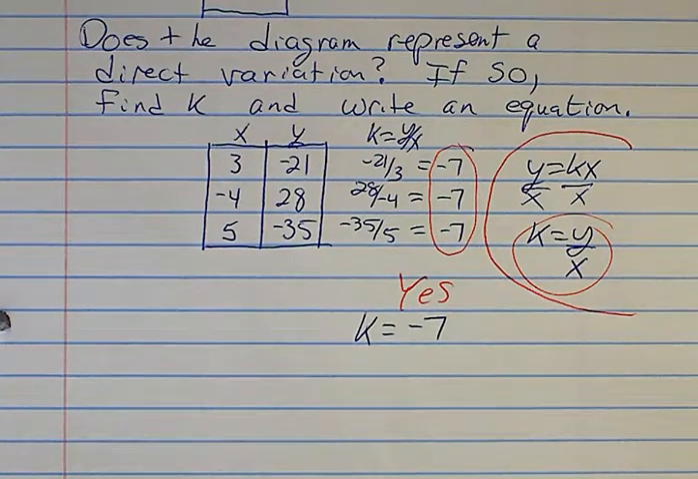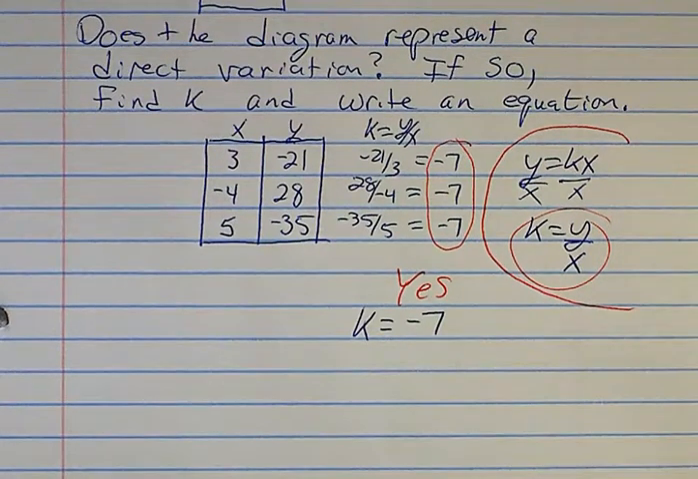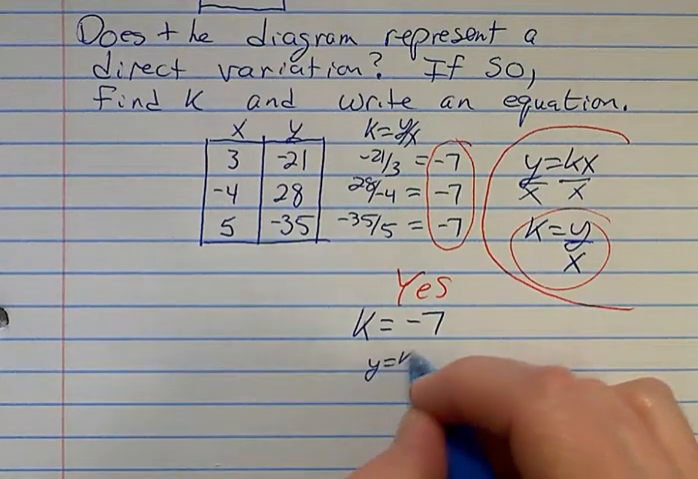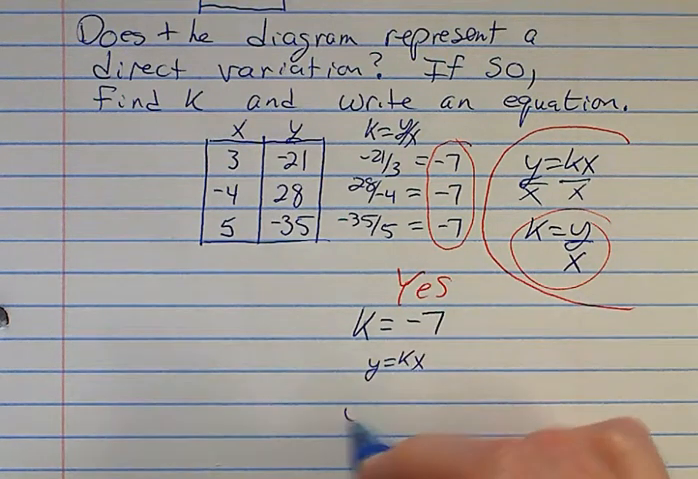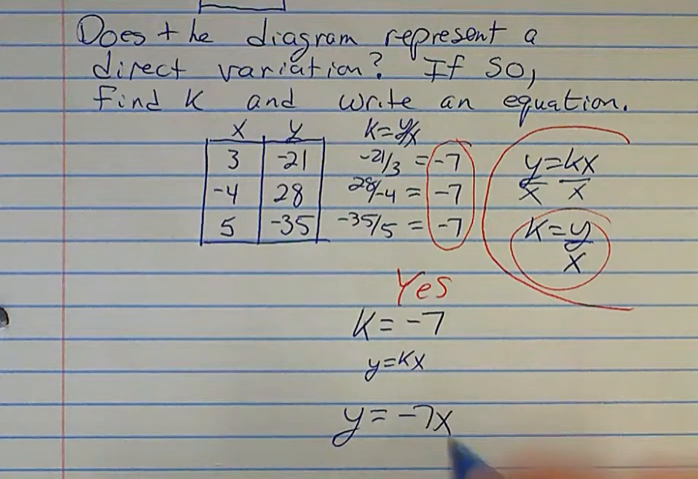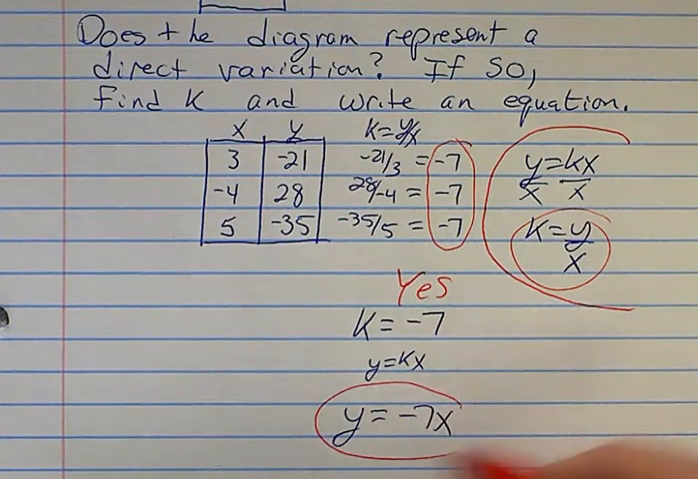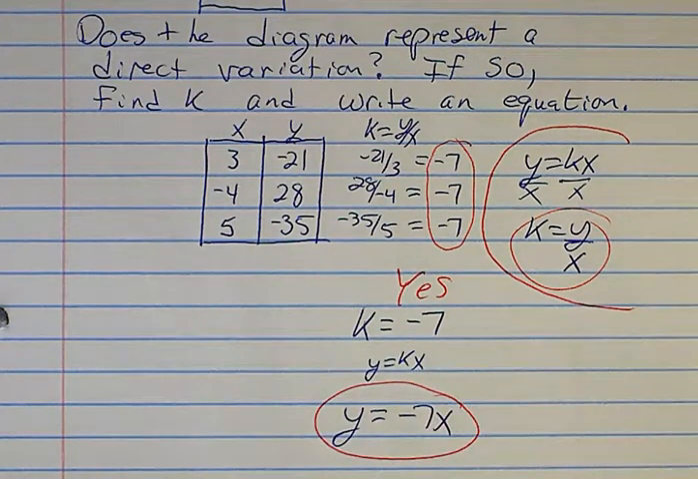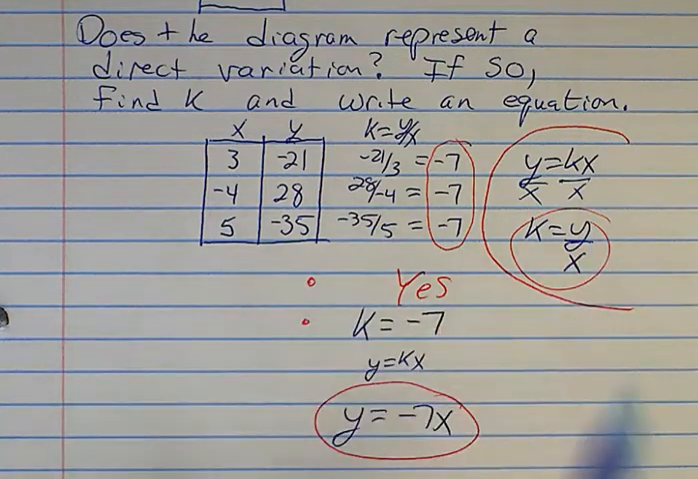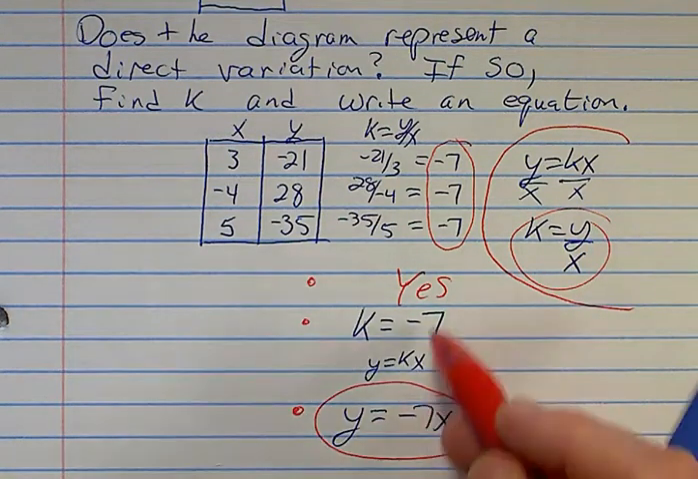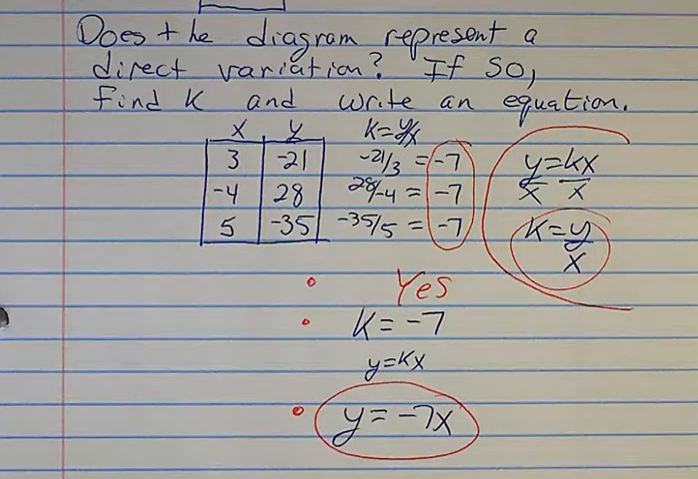And for the equation, here's where the equation gets really easy. Instead of just y equals kx, because that's your direct variation equation that you always come back to, just plug in the -7 for the k. So y would be -7 times x. So there's the first answer, yes it is. There's the second answer, the k value is here. And for the equation, you just plug in your k value to get the equation that they're looking for.